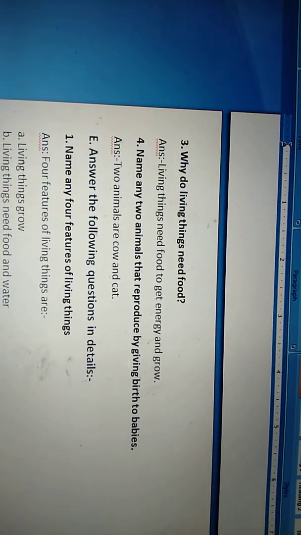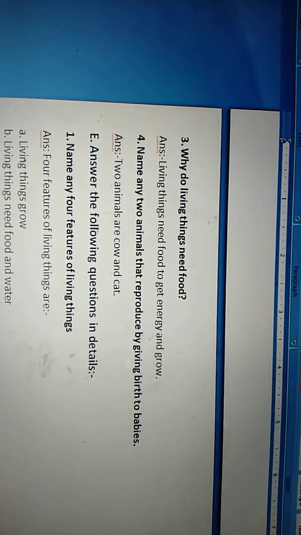Now go to question number 3. Why do living things need food? Living things need food to get energy and grow. Why do we eat food, students? We eat food to get energy and grow. That's the answer, so it's a short answer. A short answer should be in 1 line or 2 lines. You don't have to describe anything in 4 or 5 lines. So the question is, why do living things need food? The answer is, living things need food to get energy and grow.